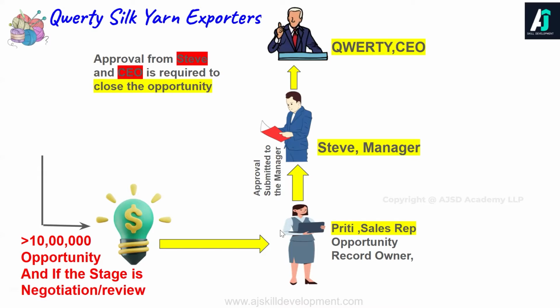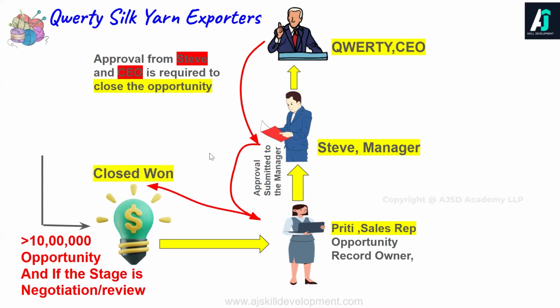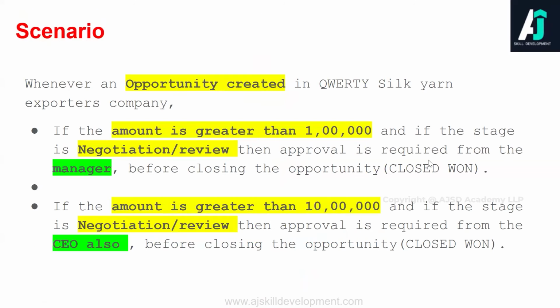If sales rep Preeti has to close this very high value opportunity, then both levels of approvals, from the CEO and the manager, are mandatory in order to move this opportunity to closed. So this is our requirement. We will see the requirement in text format also. This is the scenario.